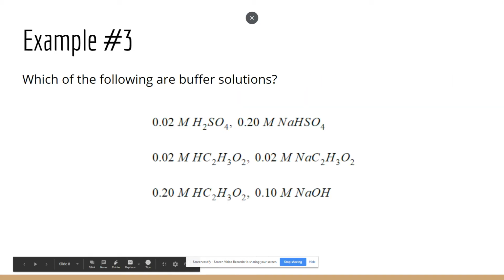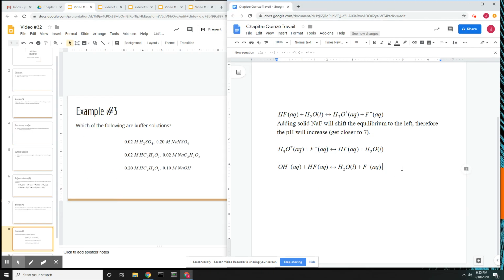Pause here. So let's take a look through these. The first one is not a buffer solution. This is because H2SO4 is a strong acid. If H2SO4 were a weak acid, then this would be totally a buffer.